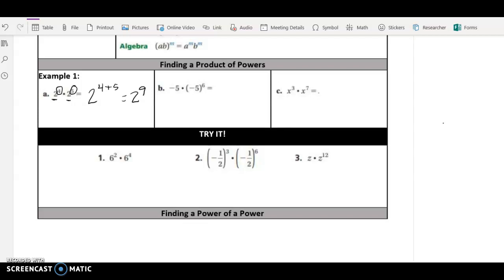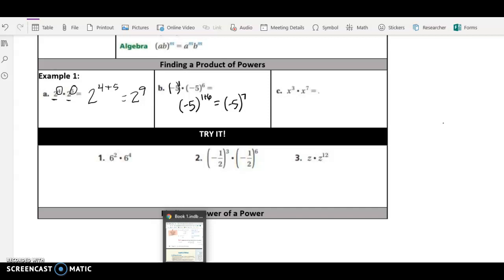When there's not an exponent visible, we know it's actually just a 1. So this is actually -5 to the first power. And so we are going to keep our base -5. And this is to the 1 plus 6, which is -5 to the 7th power.